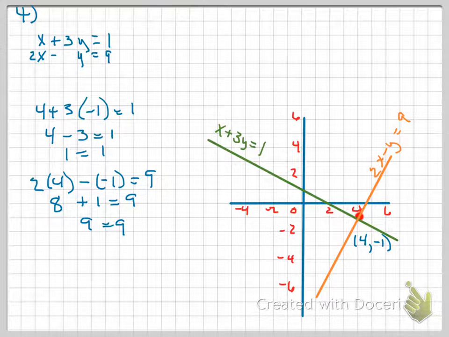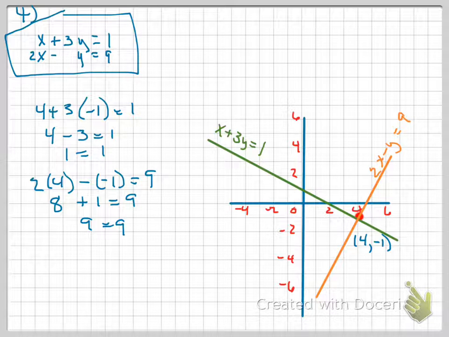Now in set 2, they're giving us a graph of the equations. They're asking us to find the coordinates visually and then plug it into the equations they gave us and see if our coordinates are correct.